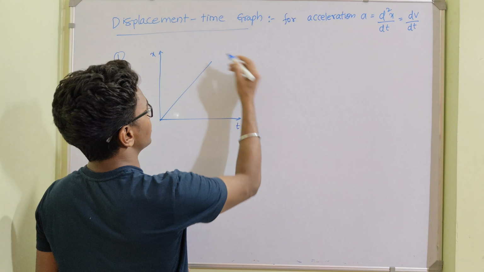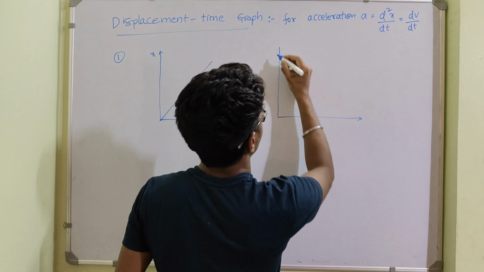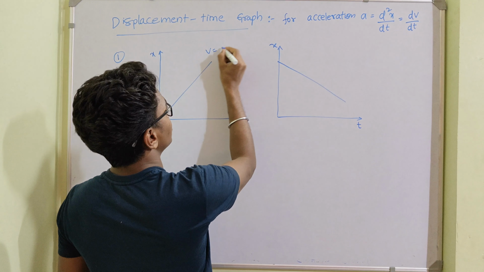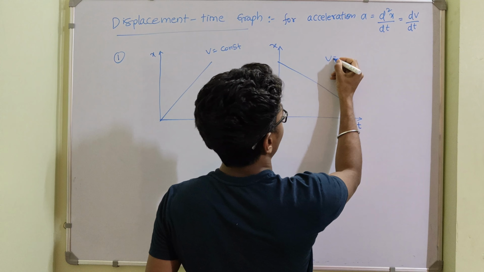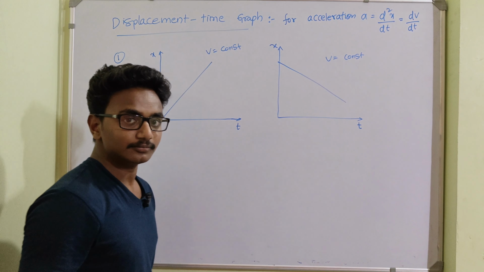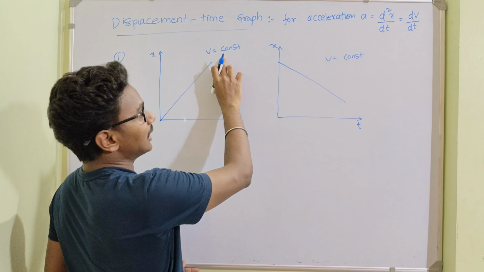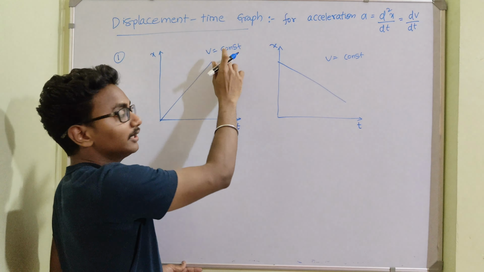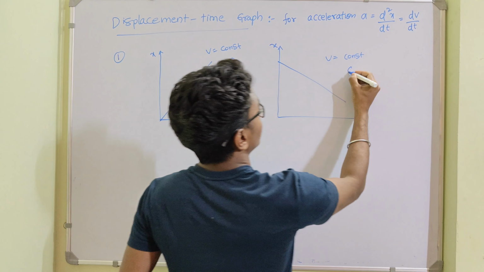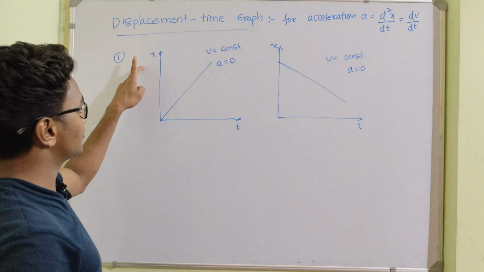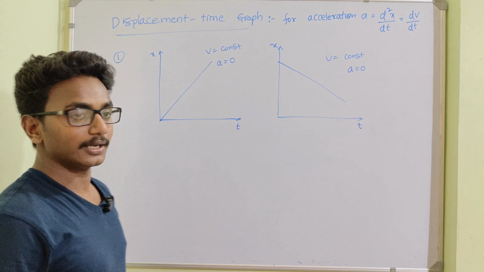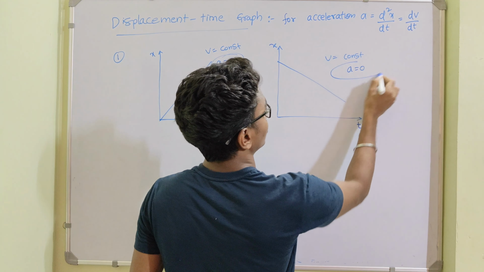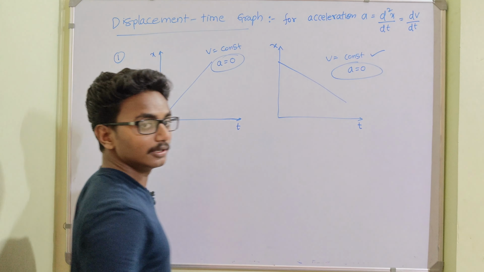If the displacement time graph is a straight line, as we discussed earlier, then velocity is constant in both conditions. When the velocity is constant, acceleration is the derivative of velocity. If you differentiate this constant, it becomes 0. So a is 0. If the xt graph is a straight line, either increasing or decreasing, then acceleration is 0 because velocity is not changing.